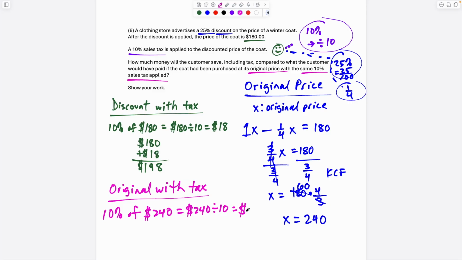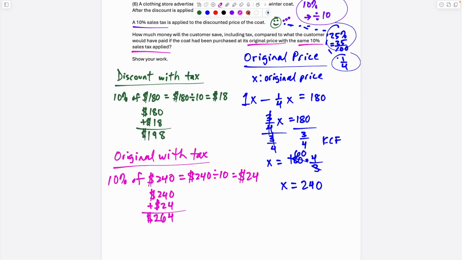And this gives us $24. Okay, 240 divided by 10. If I had a decimal here, it just goes to the left one space like this, giving us $24. So now I would just add here the $240 plus the 10% is $24. So with tax, I'll just make a little space here. But with tax here, on the original price, someone would pay, let's see, 0 plus 4, 4 plus 2 is 6, and the 2 just carries down. The price of the coat would be $264.